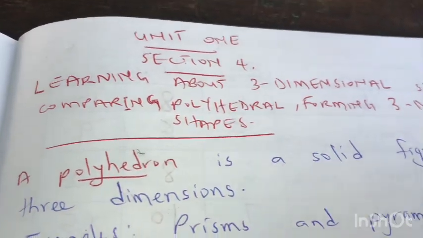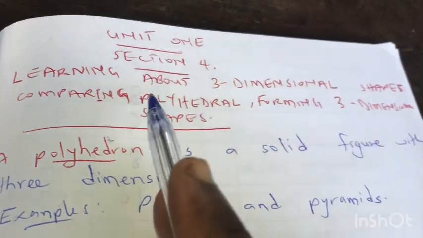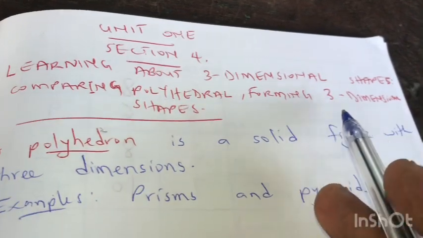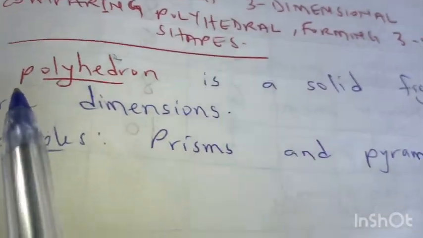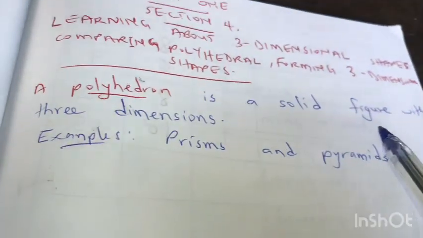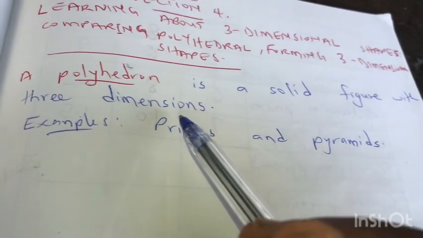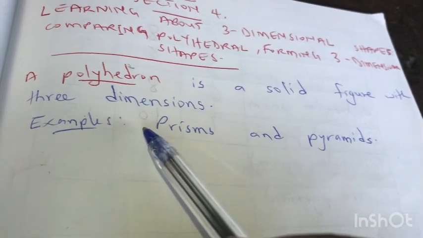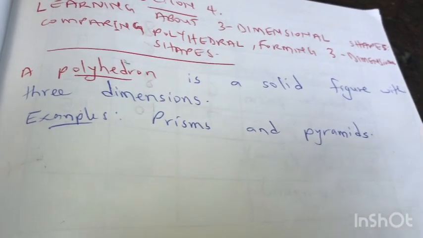Today we are going to take Unit 1 Section 4, learning about three-dimensional shapes, comparing polyhedrals, and forming three-dimensional shapes. So, what is a polyhedron? A polyhedron is a solid figure with three dimensions. To be short, a polyhedron is a solid figure, and they are divided into prisms and pyramids. I hope you are getting it.